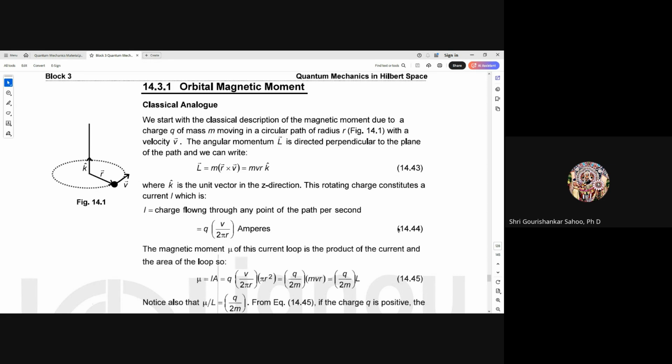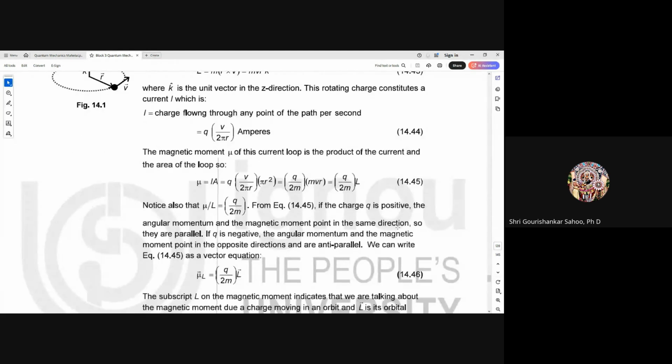So k cap is perpendicular to r and v, and it is a unit vector along the z direction. And this rotating charge constitutes a current I, which is q v by 2 pi r in amperes. And your magnetic moment mu of this current loop is the product of current and the area of the loop. So mu can be written as I A, which is q L by twice m. And mu by L is equal to q by twice m.